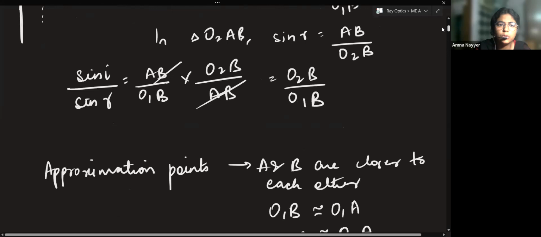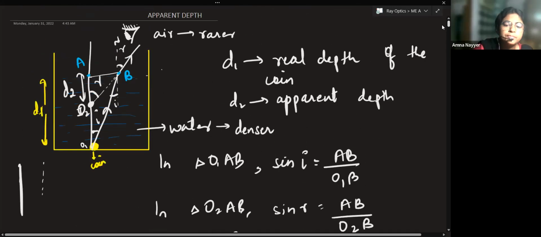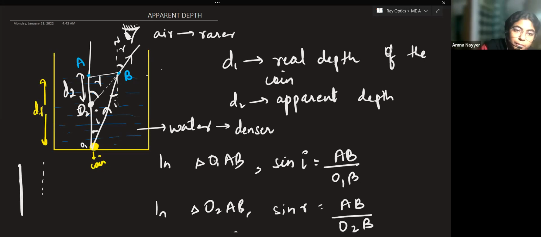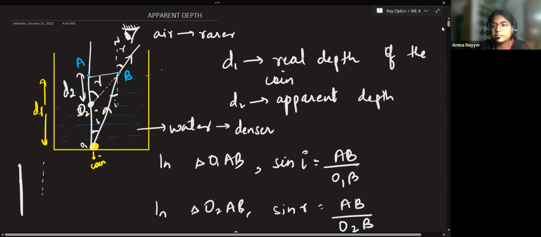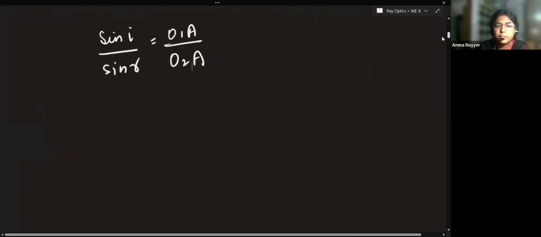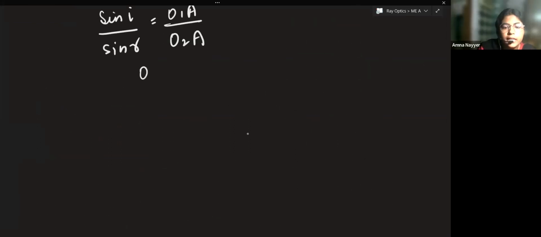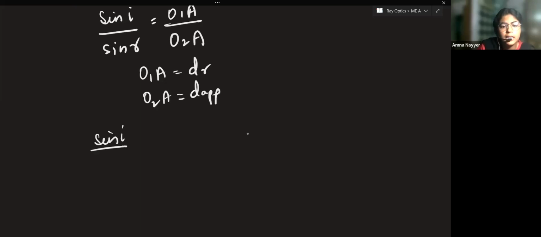Now see what O1A and O2A are. O1A, this complete distance, is the actual depth where the coin was actually placed. So that becomes the real depth. Instead of writing D1, D2, I'm using DR and DA so that you are able to distinguish. DA is the apparent depth, which is not the actual depth, but we are able to observe it. So O1A is the real depth and O2A is the apparent depth. So sine I by sine R is equal to apparent depth by real depth.